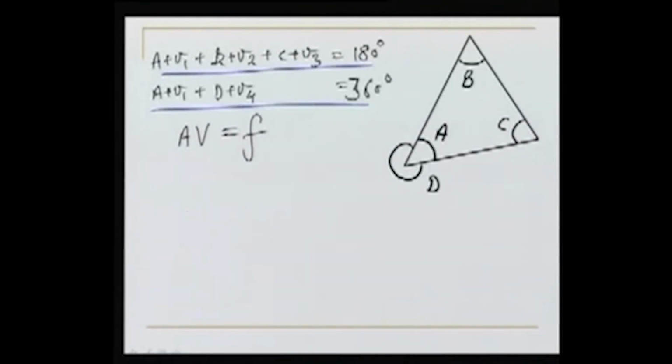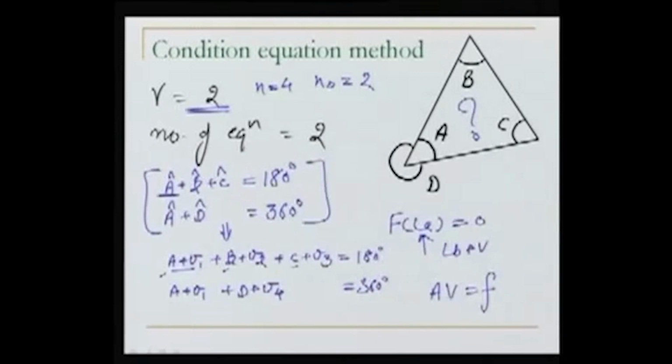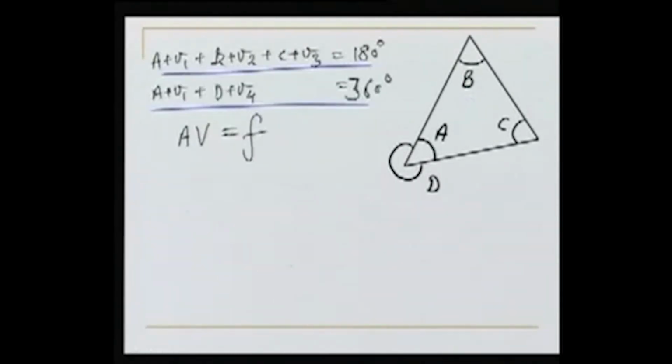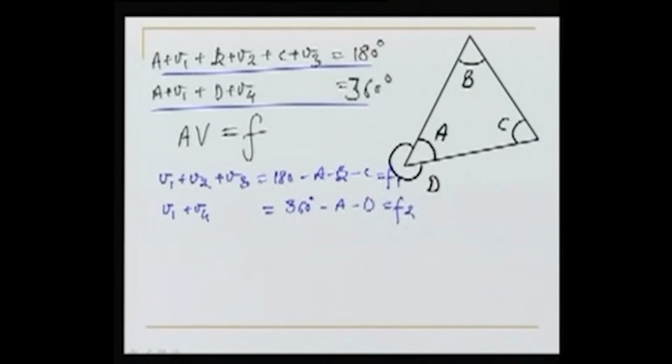Now in taking these to the right hand side, these are the basic equations which we are writing here. By taking these constants to the right hand side, we can write V1 plus V2 plus V3 is equal to 180 minus A minus B minus C, and V1 plus V4 is equal to 360 minus A minus D. Let us say this is F1 and this is F2, the constant terms.